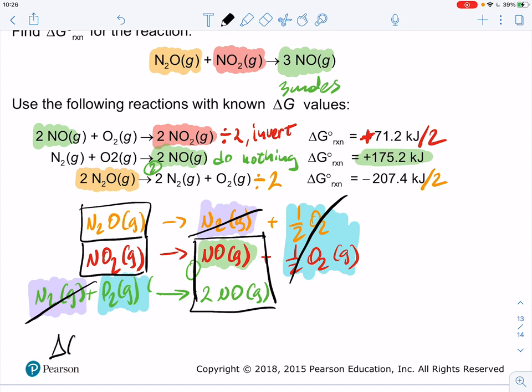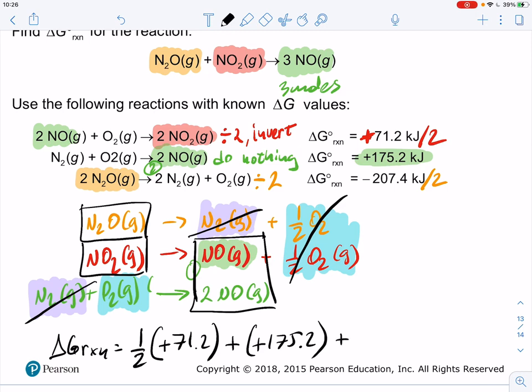The delta G for this reaction is going to be 1/2 plus 71.2 plus 175.2 plus 1/2 minus 207.4, and this is equal to plus 107.1 kilojoules.